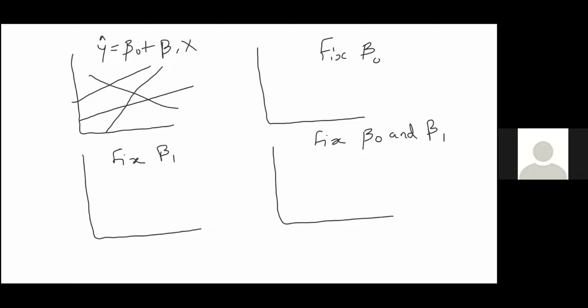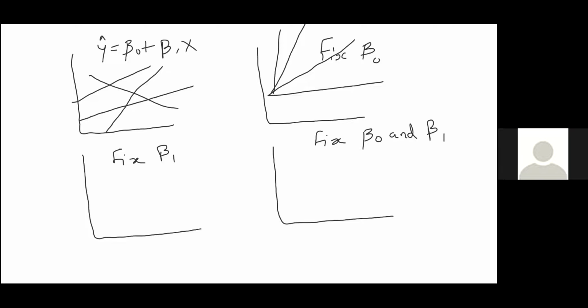Moving on to the second graph, suppose we fix beta 0. Suppose we fix the intercept, then we have only 1 degree of freedom. We can change the coefficient or change the slope. So what we can have is a line like this, like this, like this. So here the degree of freedom is only 1. We can change beta 1.